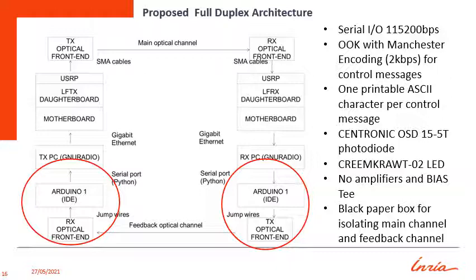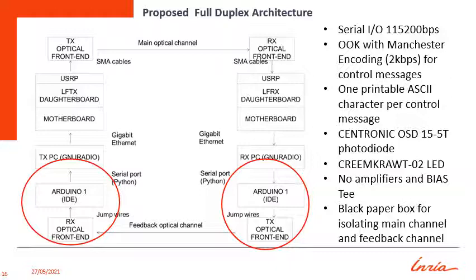After this, communication is a standard serial I/O communication of 115K. For the optical channel, in the feedback case, we don't need very fast communication, so we just use on-off keying with a Manchester encoding, which has about 2 kilobits per second, because Arduino is not a very fast way to exchange data.